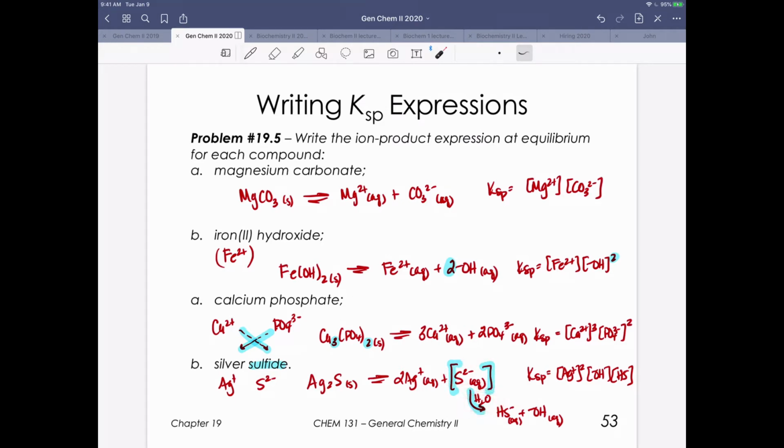It's going to find a water molecule, strip a proton off to generate HS-, and leave behind hydroxide. So these 3 species are really what's going to be present as ions in solution. So those are the species that we see in our KSP expression.